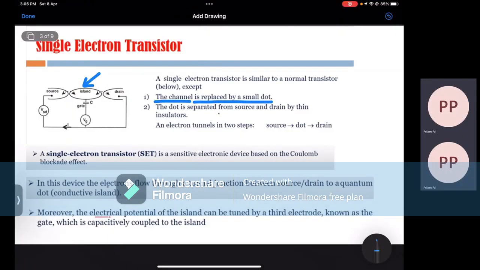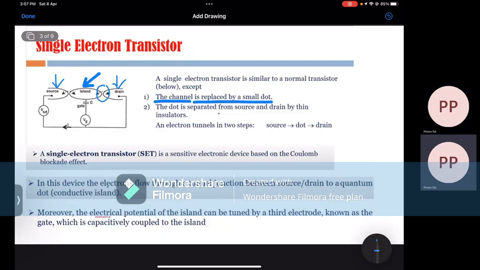So this small dot you can see right here. This is the part, this island. This is a small dot basically, and this dot is replacing the channel. There is a source over here that you can see, and the drain. But this small island is replacing the channel, and this dot is separated from the source and drain by a thin insulator.